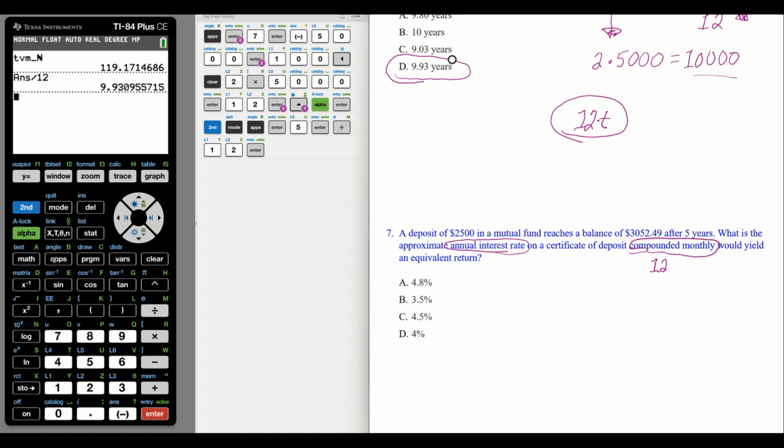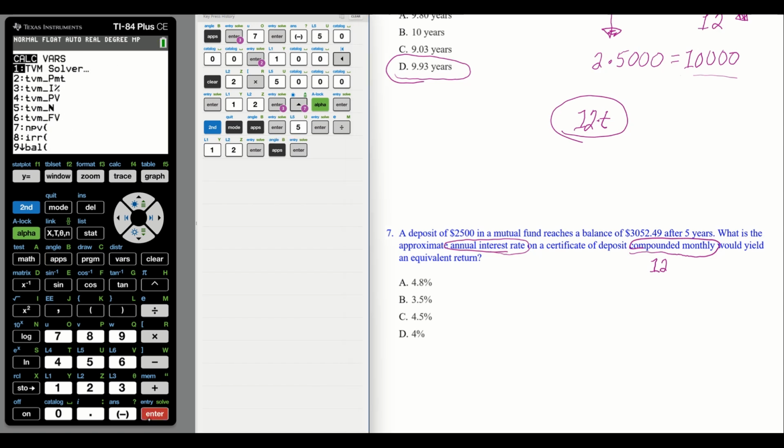Let's go ahead and open up our app. All right. Go to our solver. Okay. What is our N? 5 years. So push your 5 in there and enter. Percentage, we need to put a 0 in because we're looking for it. Now, remember, you need to put a negative in. So let's go ahead and put our negative in for our $2,500. Remember, either present or future value must have a negative. Okay. Now that is our present.